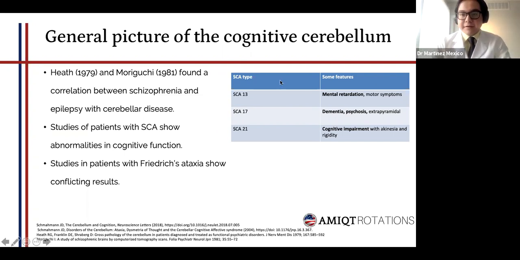Here, just as a matter of reference, I put some of the spinocerebellar ataxia types. As you can see, they are particularly related with cognitive deficits: spinocerebellar ataxia 13 with mental retardation, and spinocerebellar ataxia 17 with dementia. It's one of the parts of the spectrum of spinocerebellar ataxia number 17.